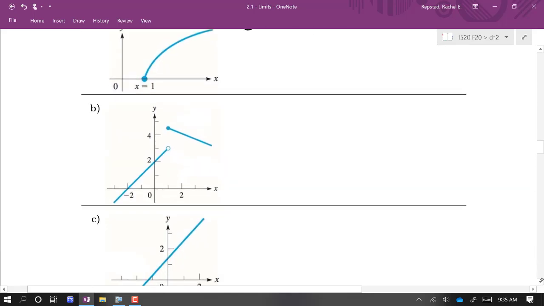In part B, we could detect a little bit of funny business happening when x is equal to 1, right? I can't trace the whole function without having to lift my pencil off the paper here. So this is not continuous at x equals 1. And we'll note that f of 1 does exist. f of 1 looks like it might be around 4.5 or something. But the limit as x approaches 1 does not exist.